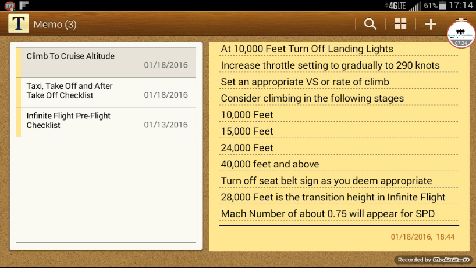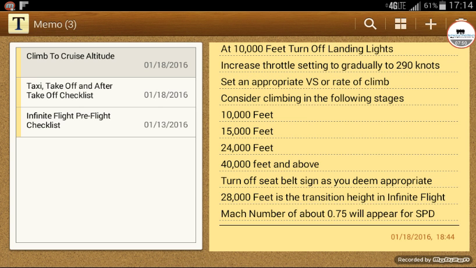And then you want to consider climbing in the following stages. First to 10,000. I usually go to 10,005. At that point, I will go ahead and turn off the landing lights as I'm climbing through 10,000. Then I'll go 15,000, 24,000, and then 40,000, or whatever my cruise altitude is. It can be anything between 24 and 40,000.